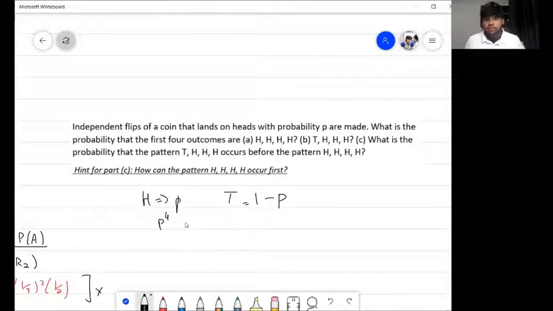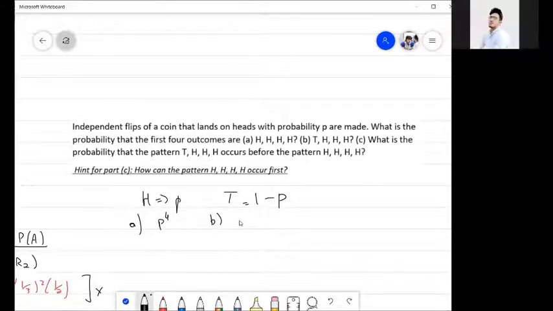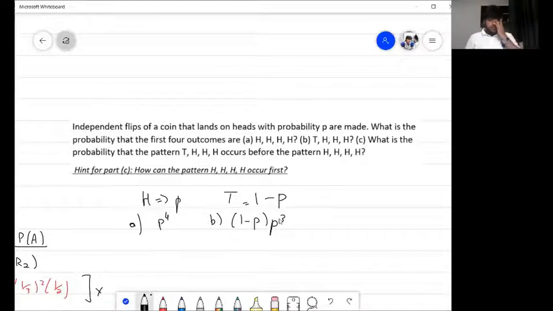What will part B be? Can anyone tell me? We're done with part A, it's just this. But can anyone tell me what's the probability for part B? P to the power 3 or 1 minus P to the power 1. 1 minus P into P to the power 3. Perfect.